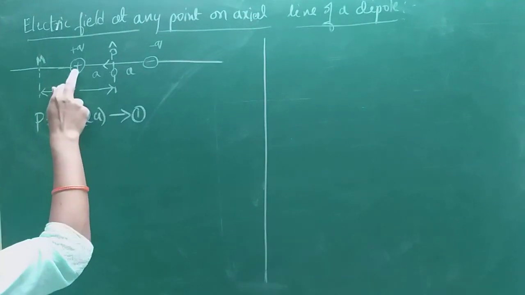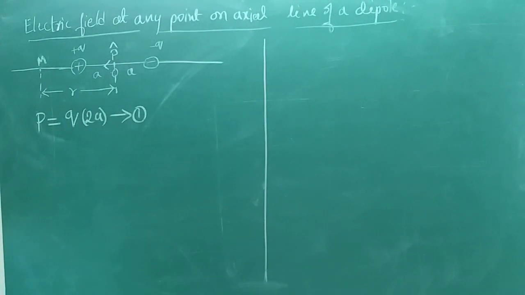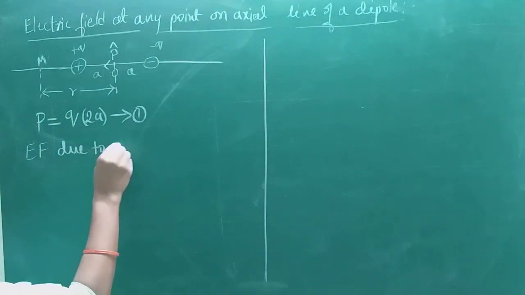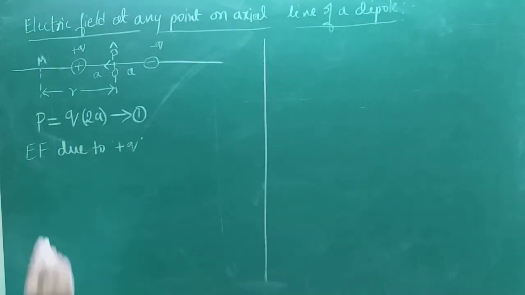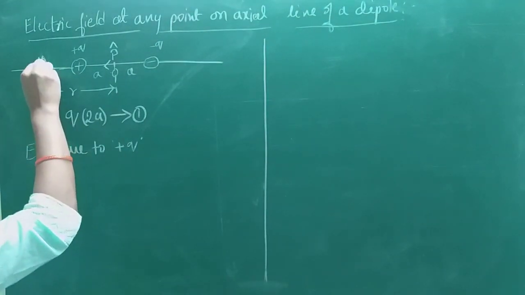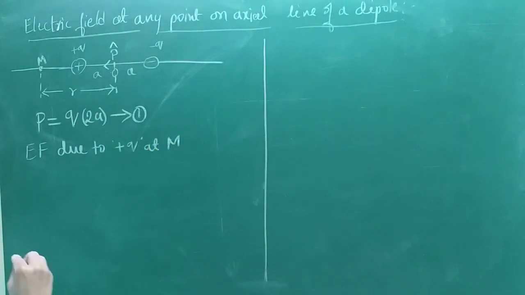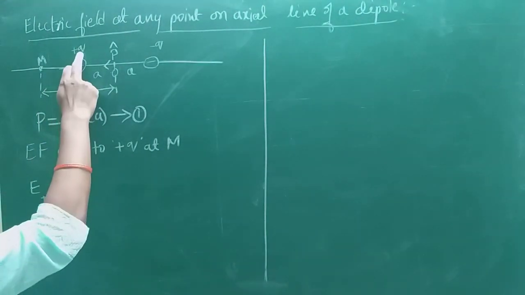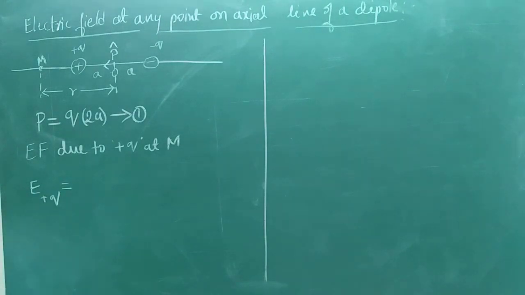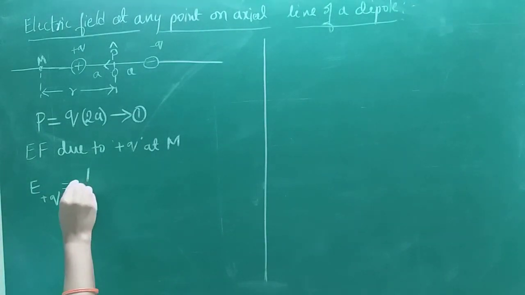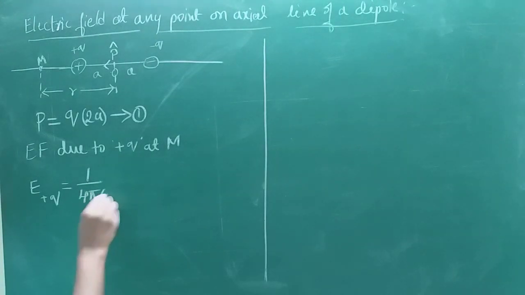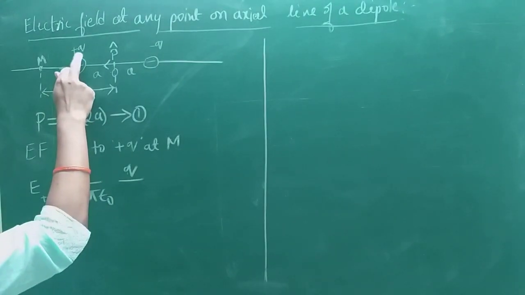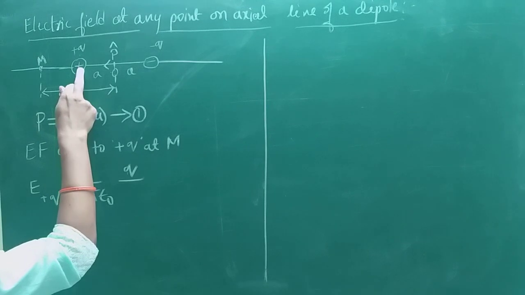Then the electric field due to the positive charge, that is plus Q, at M, the observation point, we write as E plus Q. The electric field due to the positive charge at M is E plus Q, and from Coulomb's law it is given by 1 by 4 pi epsilon naught, the charge is plus Q, so Q divided by the distance of M from the charge Q.